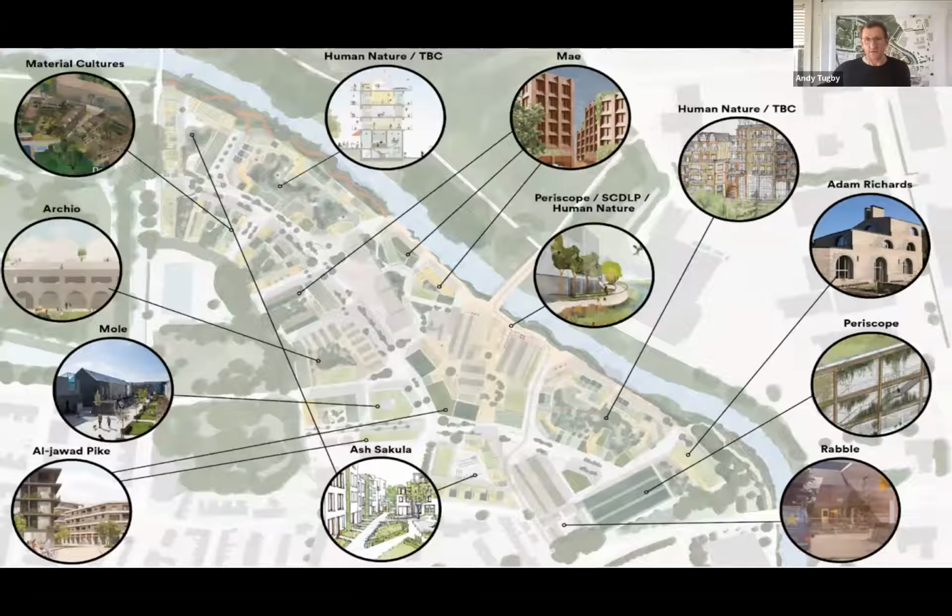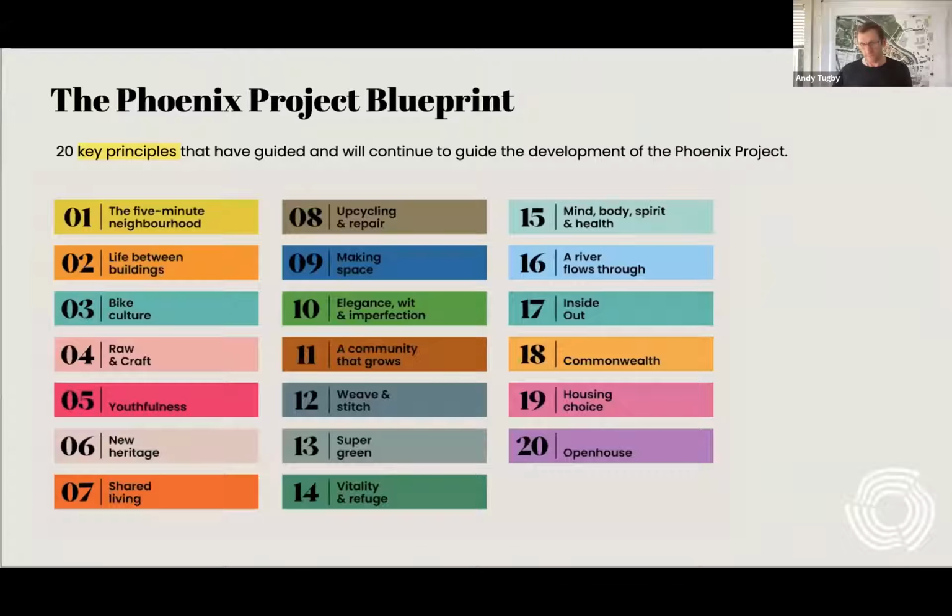But how do we ensure that we stay on track? In order to make sure that we stick to the ideals that we really believe in, we've developed this project blueprint. In that, we've defined 20 key principles. The primary function of the blueprint is for the project team to understand and be steeped in the key principles that have guided and will continue to guide the development of the Phoenix project. Now, there's a big list of 20 things. I'm not going to go through all of those, but I'll just very briefly go through a few of them in a little bit more depth, just to give you a clearer picture.